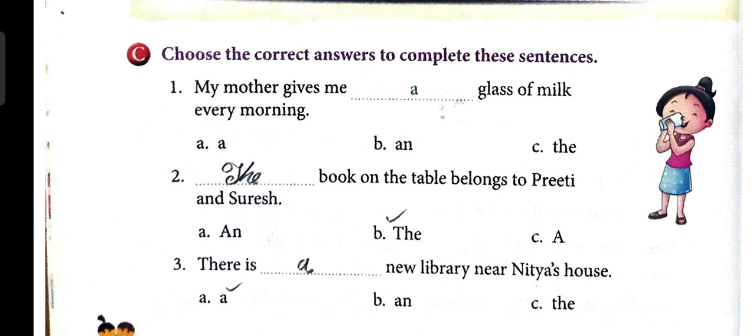Now choose the correct answer to complete the sentence. In this video we need to solve that question number C. My mother gives me a glass of milk every morning. So it is already done. Now we are going for the question number 2. The book on the table belongs to Preeti and Suresh. So in the question number 2 we will use the.